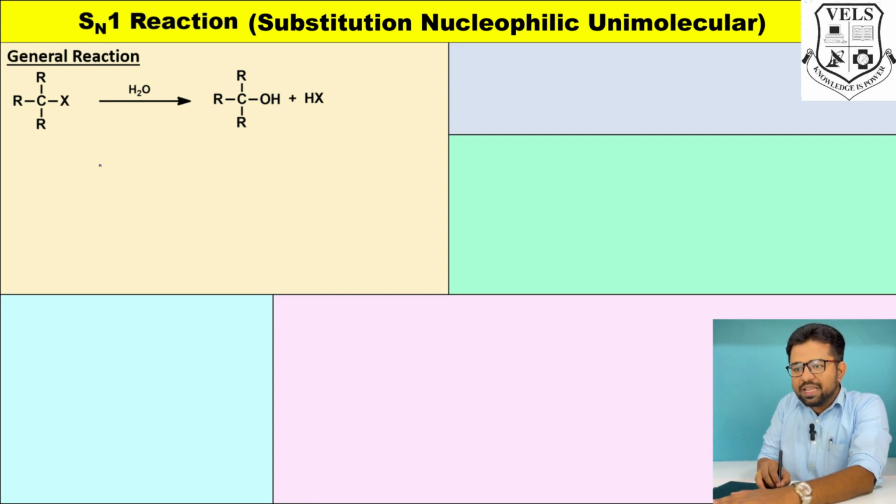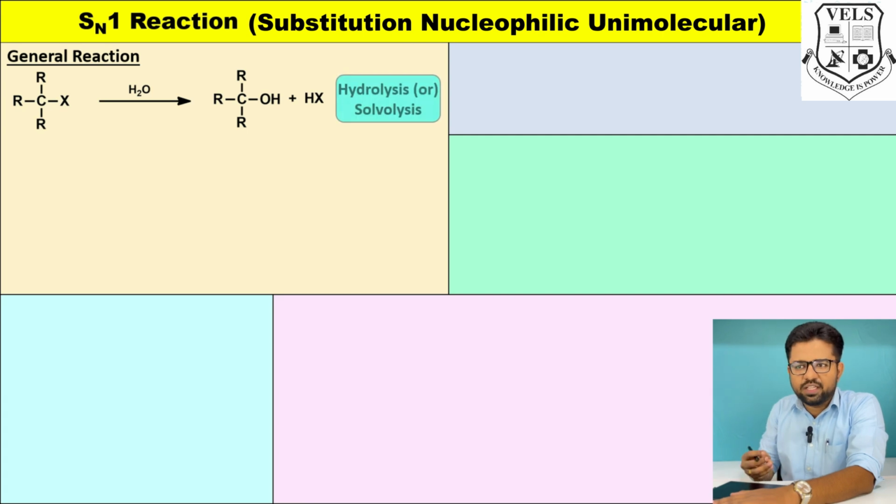So a tertiary alkyl halide is treated with water molecule, and this alkyl halide is getting converted into an alcohol and hydrogen halide. In this case, water is used as a nucleophile. So this reaction is otherwise called hydrolysis. Suppose instead of water, if you use any general solvent, this reaction is called solvolysis. So the other name for SN1 reaction is hydrolysis or solvolysis.